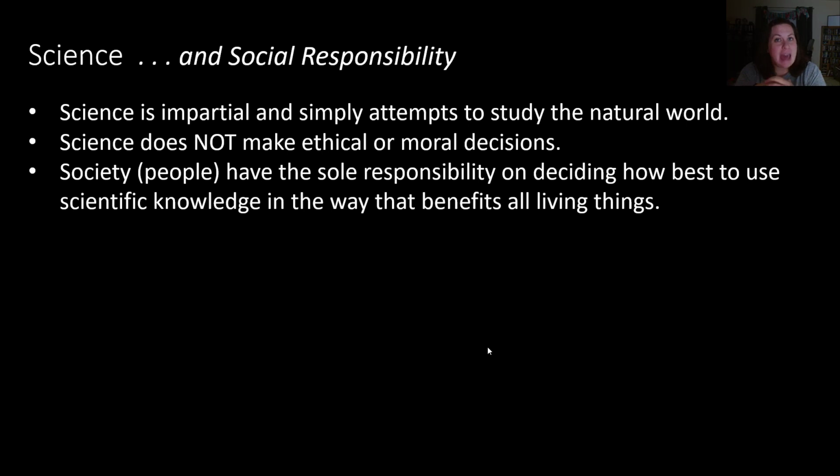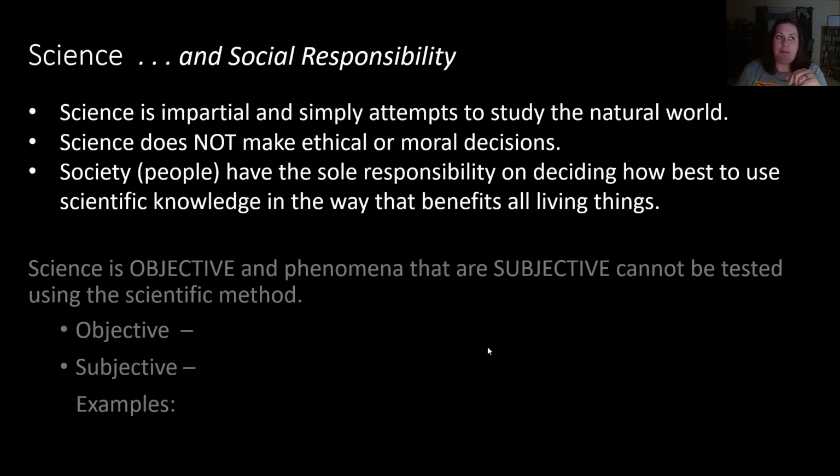However, we live in a world where we have to make those decisions. Science doesn't make them, but the scientist may have to make them. Society or people have a role of responsibility on deciding how best to use scientific knowledge. How does it benefit living things, and should we do it?